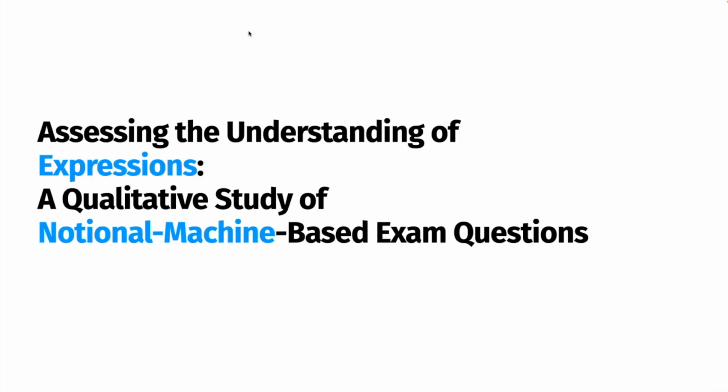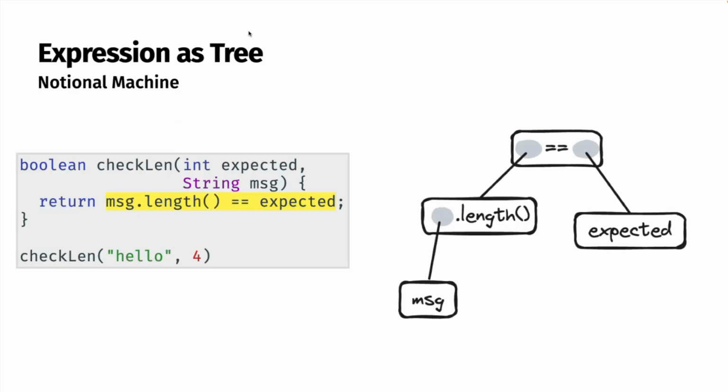So we have notional machines that are used to explain aspects of programming, and expressions, which are the most prevalent constructs in programs written by students. And so we have a notional machine for expressions. It's called Expression Trees. This notional machine is what you see on the right. It's a tree, and it's similar to an AST, the abstract syntax tree used in compilers and to specify the semantics of programming languages.